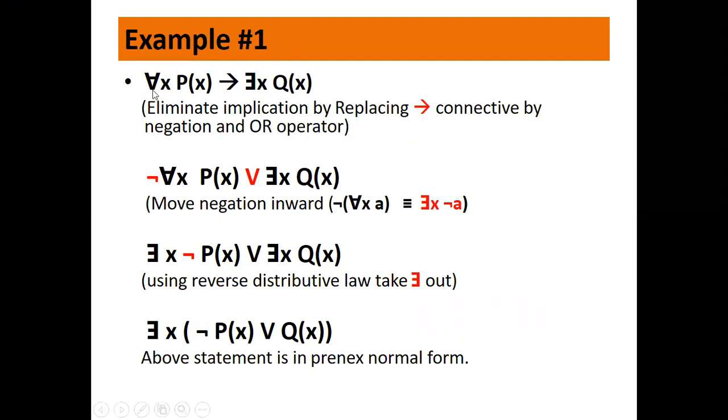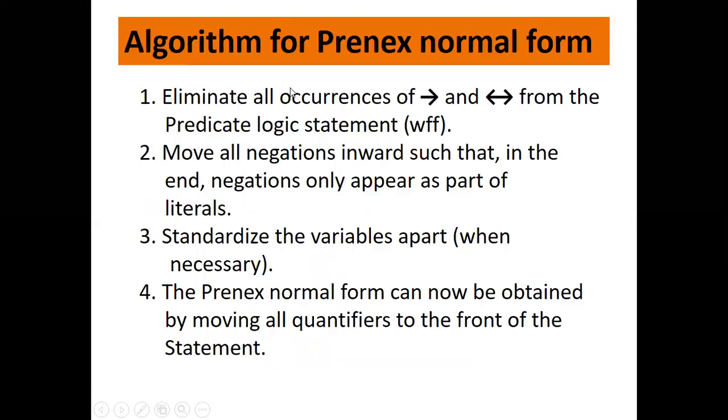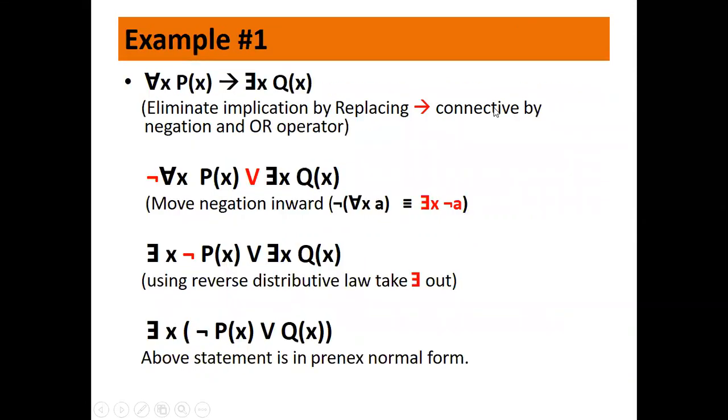Now, this is the WFF that is given. It says, for all x, P of x implies there exists x, Q of x. The very first thing the algorithm says is to eliminate implication and biconditional connectives. We don't have a biconditional connective, but we have an implication connective. If you remember, we eliminate the implication connective by replacing it with a negation and an or operator.